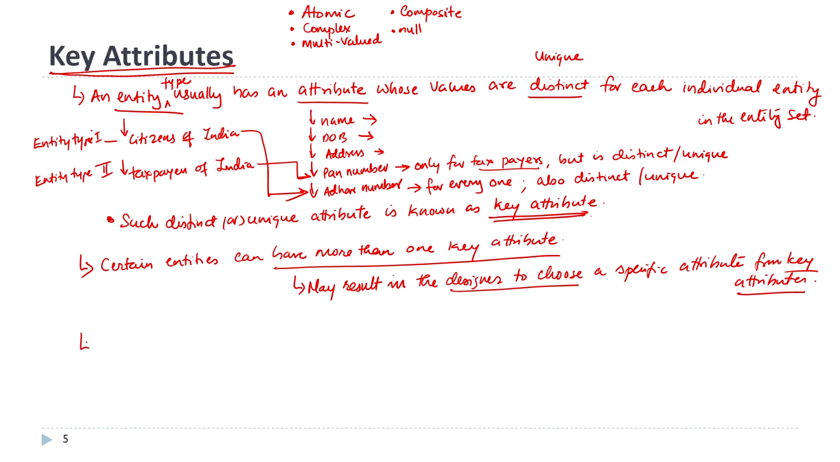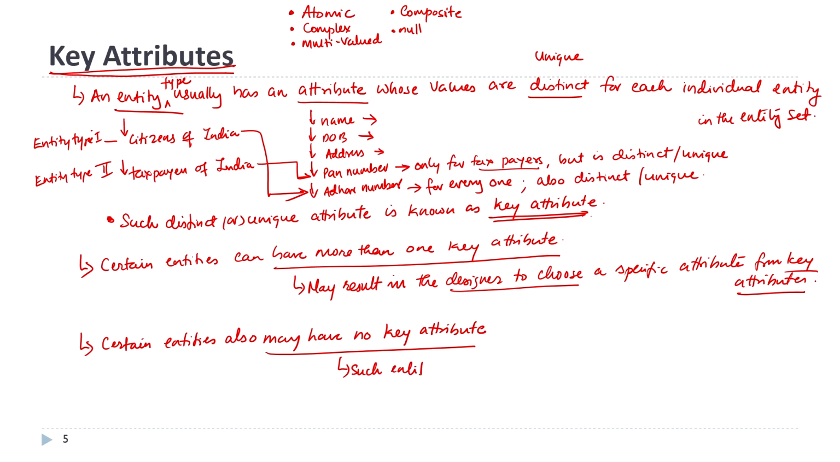Okay. Then certain entities may also have no key attribute. It is possible. Such entities are called weak entity types.